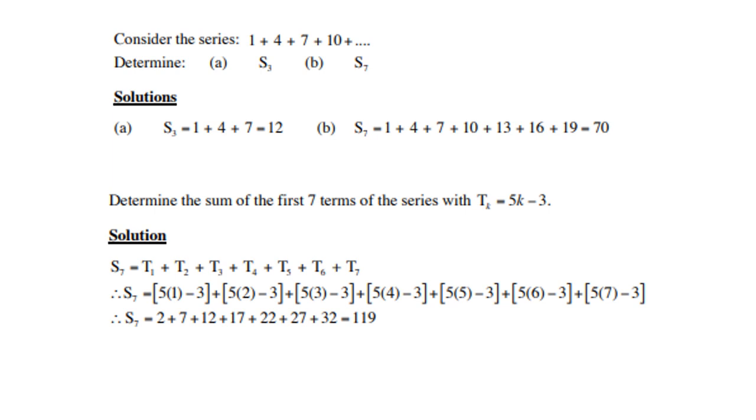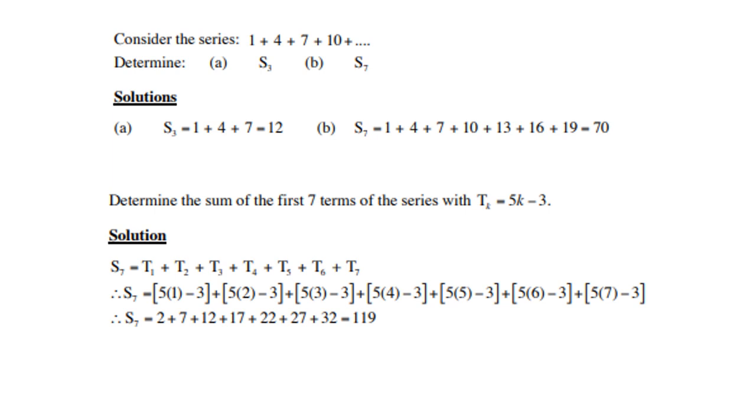Right, let's consider the series 1 plus 4 plus 7 plus 10 and so forth to infinity. Now determine, A, the sum of three terms, and then secondly, the sum of seven terms. So the sum of three terms will therefore be 1 plus 4 plus 7, which is 12. Seven terms will be 1 plus 4 plus 7 plus 10 plus 13 plus 16 plus 19, and that gives you 70. So that can be done on the calculator.